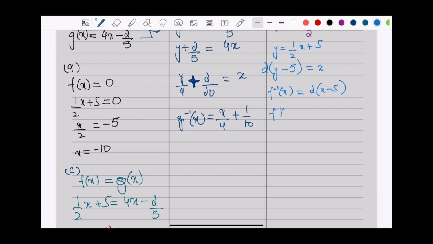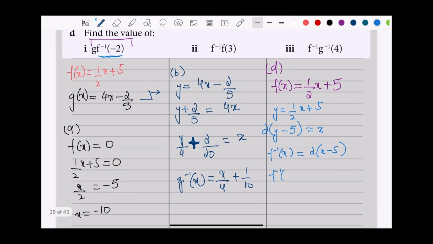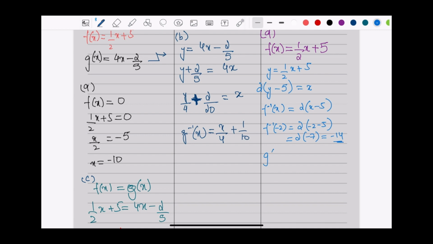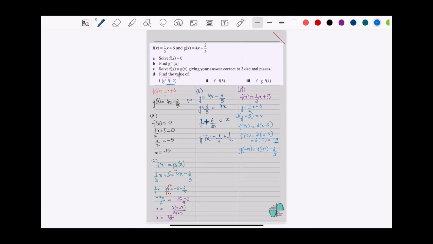Now f inverse of negative 2 is going to be placing the value of negative 2, minus 5, which is going to be 2 times negative 7, which equals negative 14. Now this value of f inverse of negative 2 is plugged in g. So g of negative 14 is going to be 4 times minus 14 minus 2 over 5, and you can solve the rest.